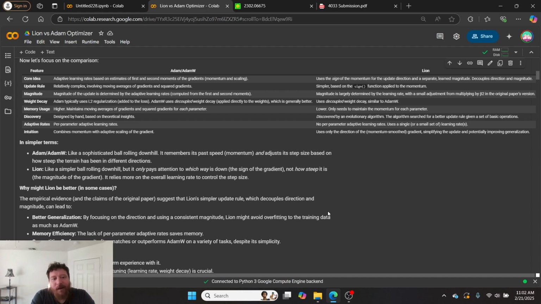So the bottom line: there are a lot of things that are counterintuitive with Lion that most people wouldn't uncover. I wouldn't have uncovered it if it weren't for Lion itself working, right?